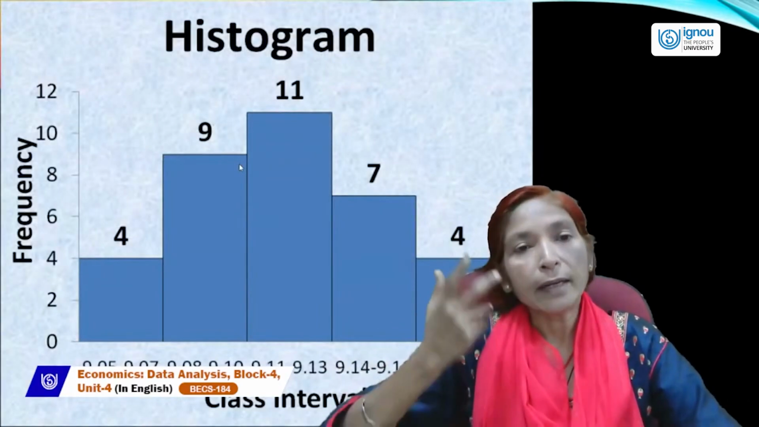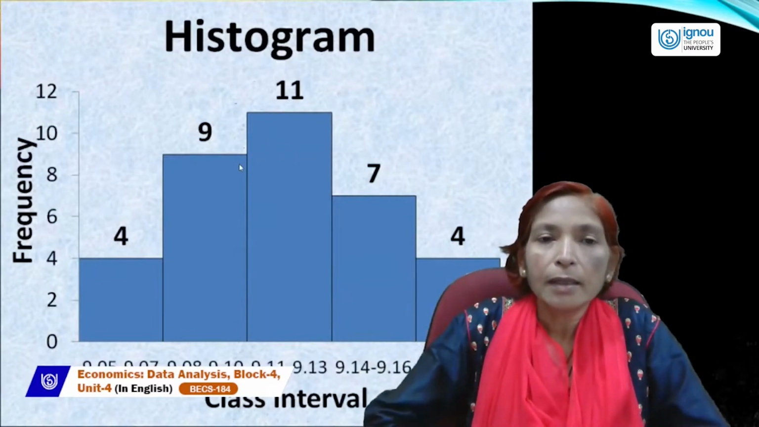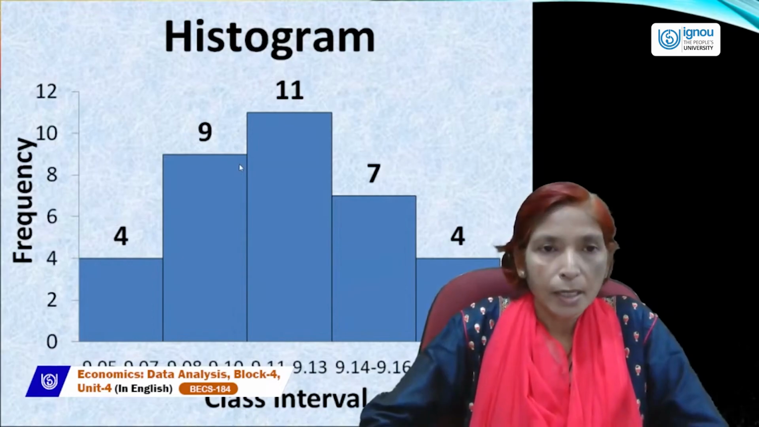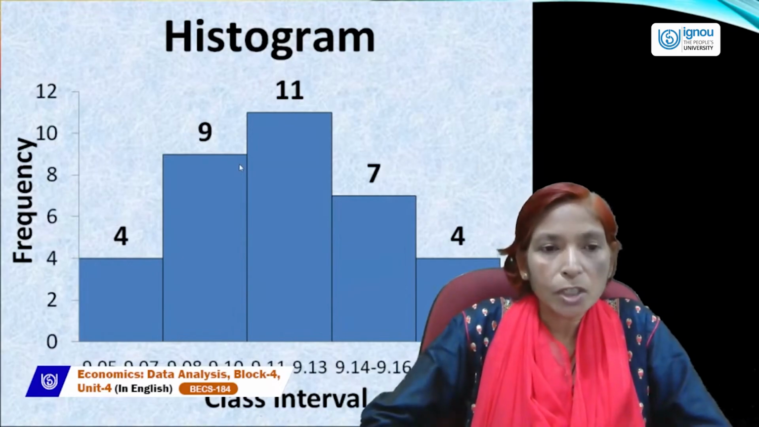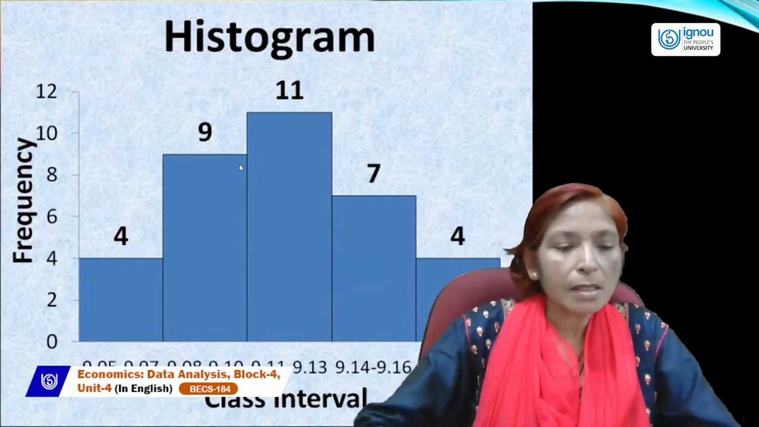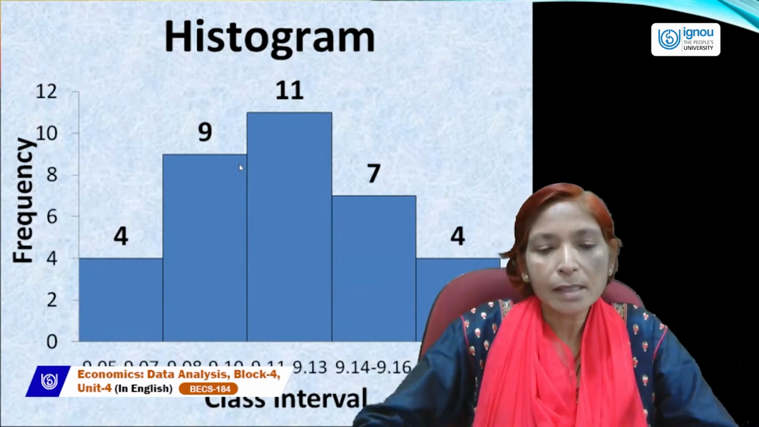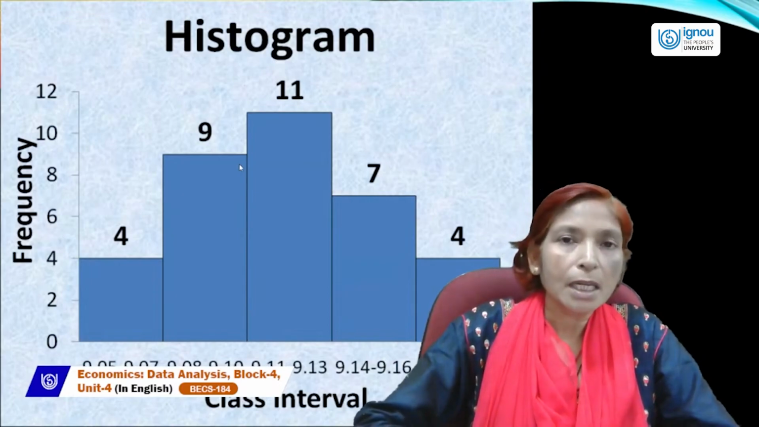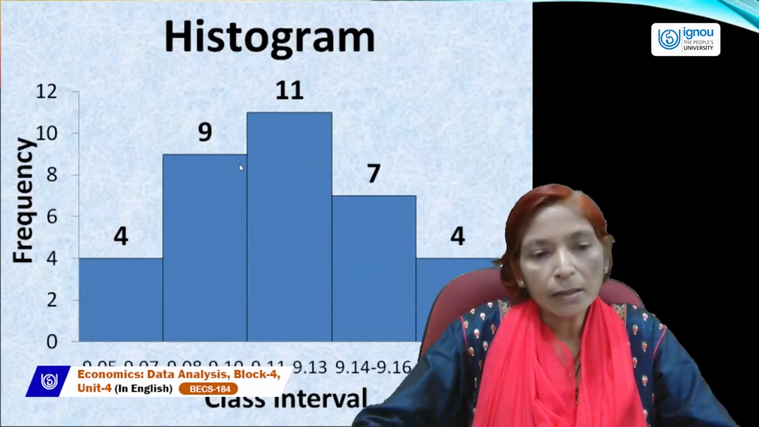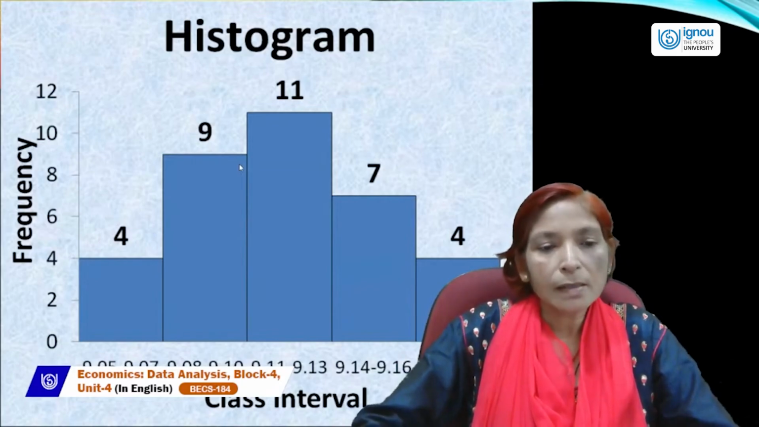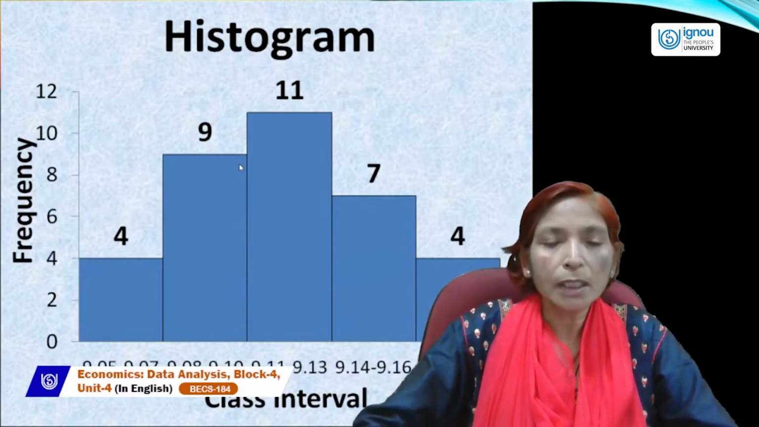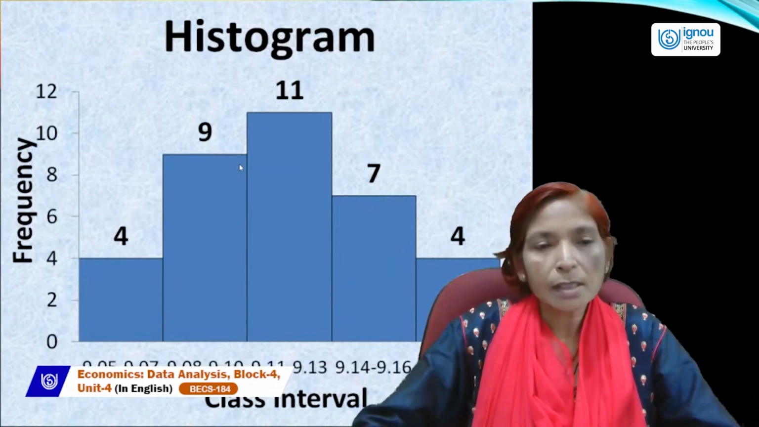Next is presenting the data in a diagrammatic way, in this case the histogram. A histogram is a method in which we can present the collected data. First of all, we take class intervals on the x-axis and frequency on the y-axis, and then we make the boxes like this. The width of the boxes is the same because the gap between class intervals like 0 to 10, 10 to 20, 20 to 30 remains the same, but the frequency may differ.